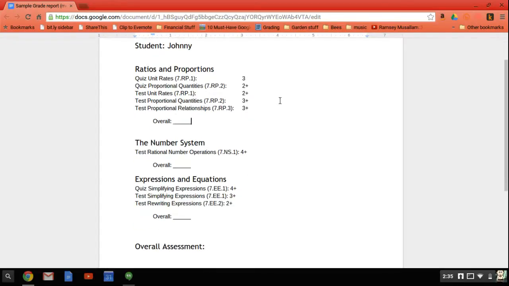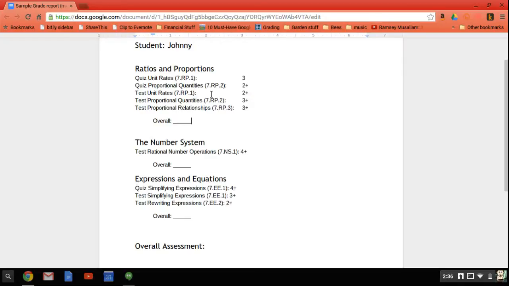On this progress report, we have dealt with 3 of those strands: ratios and proportions, the number system, and expressions and equations. And you see here that we've had a couple of quizzes for those. And in parentheses, I've put in here exactly which one of those standards. So if you want to go and look up the standards, you would be able to find exactly what it was that your student was supposed to be doing. And just so happens that here was the quiz grade. He had a 3.